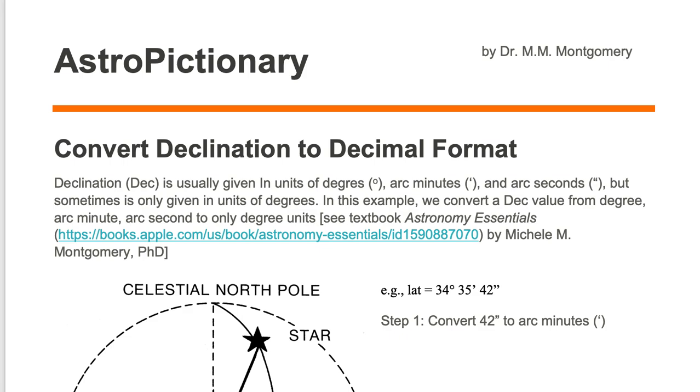Declination is usually given in units of degrees, arc minutes, and arc seconds, but sometimes is only given in units of degrees. In this example, we convert a dec value from degree, arc minute, arc second to only degree units.